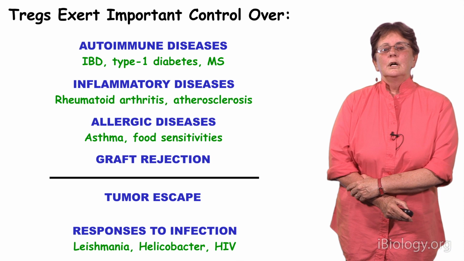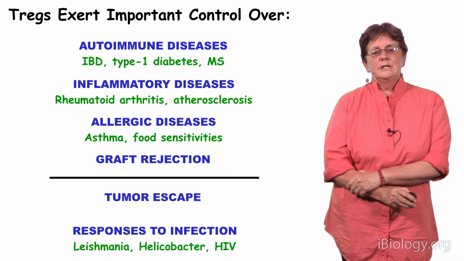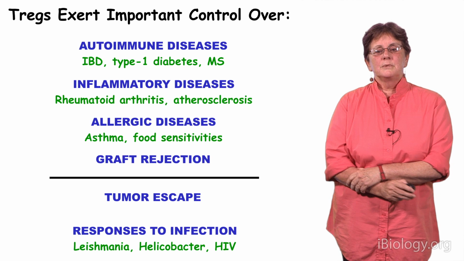So from graft rejection up, the regulatory T cells are the good guys. The more you have, the less disease you have. From tumors down, the regulatory T cells are the bad guys. So the more Tregs you have, the less chance the individual has of mounting an immune response against the tumor. And the same thing for infections.